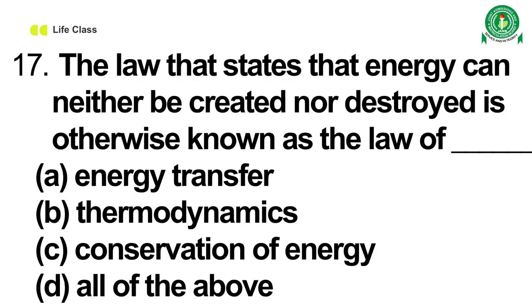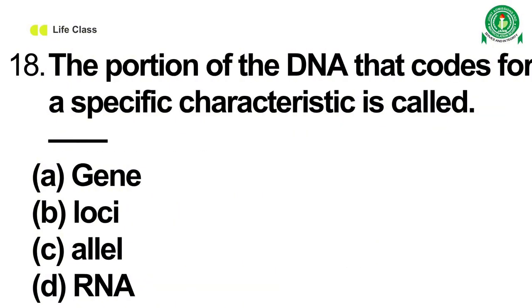The law that states that energy can neither be created nor destroyed is otherwise known as the law of A. energy transfer, B. thermodynamics, C. conservation of energy, D. all of the above. The correct answer is B, the law of thermodynamics. The portion of the DNA that codes for a specific characteristic is called dash. A. gene, B. loci, C. allele, D. RNA. So the correct answer here is A, the gene.